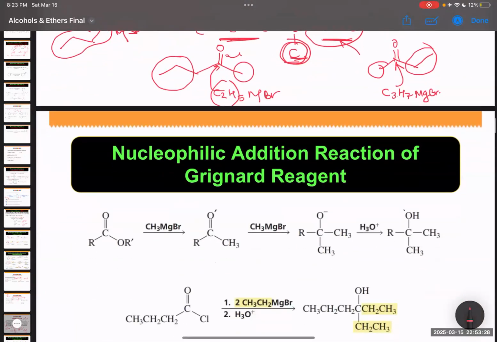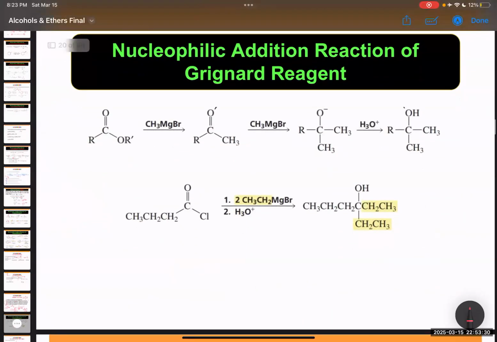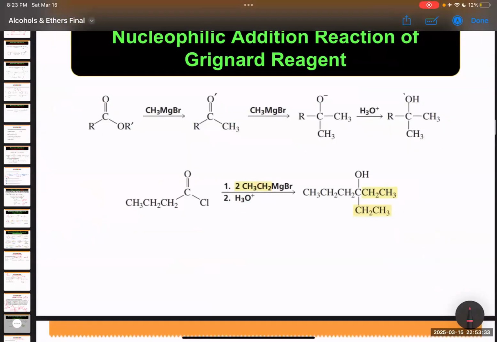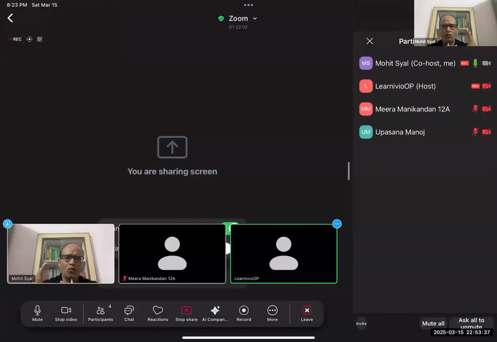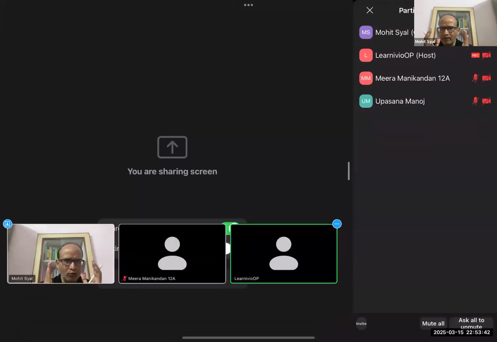Got it? So that's how you are going to select. Very simple technique you need to follow for preparation of alcohol by Grignard. I told you, a very simple trick. First look at the group present on the ketone or aldehyde. Then one group is attached, and you attach one more group through Grignard. That's it. Very simple.